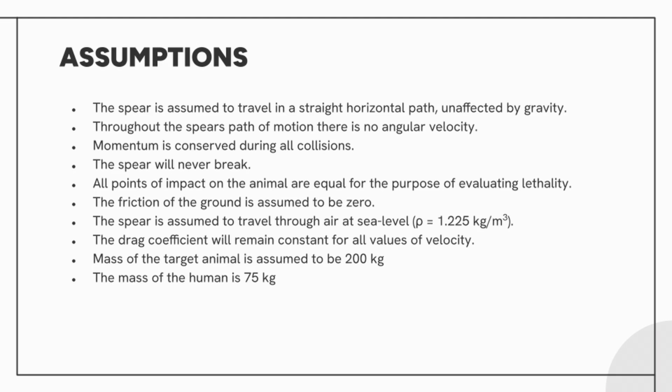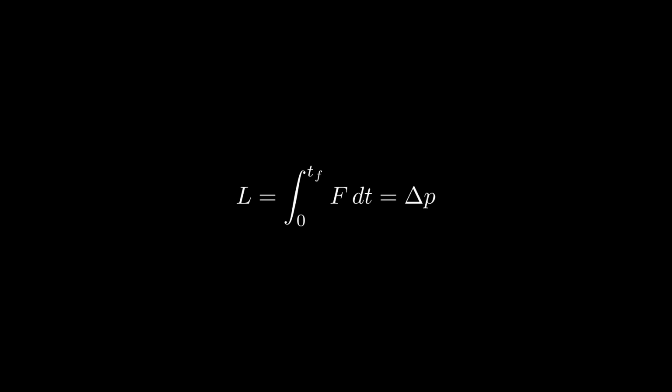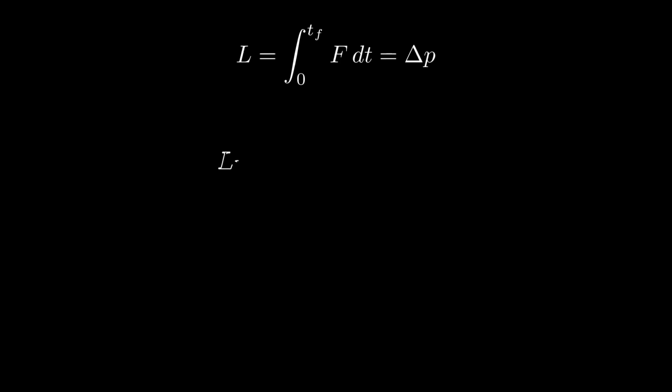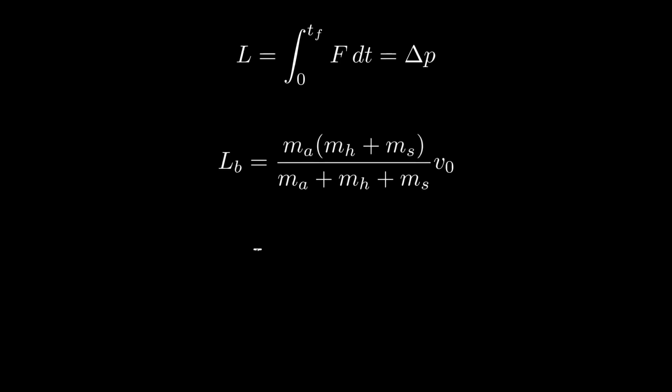The spear is assumed to travel through air at sea level, meaning we have a rho value of 1.225 kilograms per meter cubed. The mass of the target animal is assumed to be 200 kilograms. The drag coefficient will remain constant for all values of velocity, and the mass of our human is 75 kilograms. The lethality of an impact is defined by the sum of all the force applied to an animal. This is also equal to the change in momentum, so we can use the law of conservation of momentum to derive an equation for lethality.